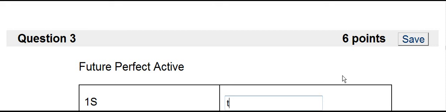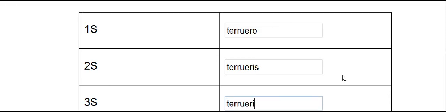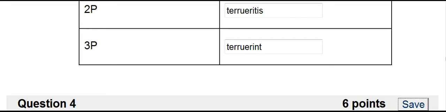The future perfect active, again, is going to use the third principal part minus the i. And now instead of using the imperfect form of sum, you are going to use the future form of sum. So it's ero, eris, erit, erimus, eritis, and here's one exception. Instead of saying erunt, like you would in the future of sum, you're going to use erint to distinguish it from the perfect. Now on to the passive.